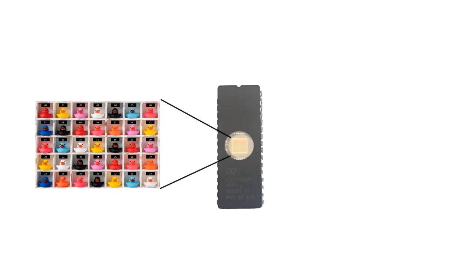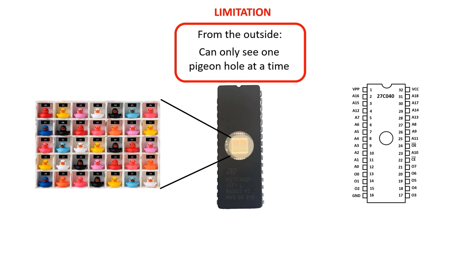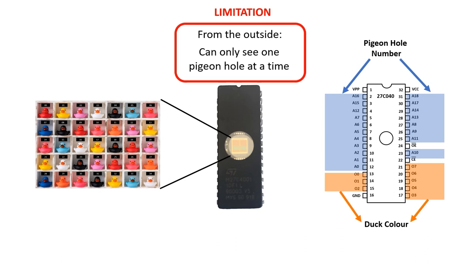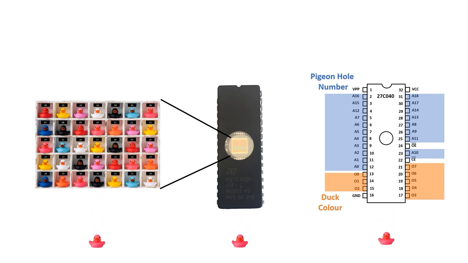A limitation of this type of memory is that from the outside we can only access one pigeonhole at a time. The EEPROMs have a number of address pins, which you can think of as being the pigeonhole number. Then either 8 or 16 output pins, which tells us the duck colour. These chips are actually pretty easy to use. We just send in an address in binary into the address pins, and out comes the duck colour in binary as well. There is a slight delay in this process. It takes about 100 nanoseconds from presenting the address to getting the data.